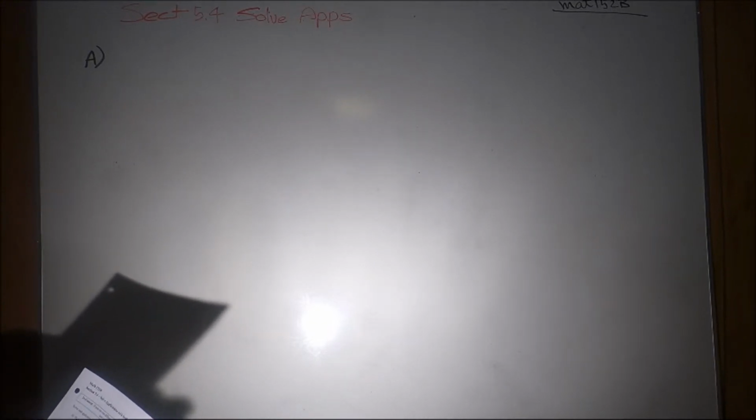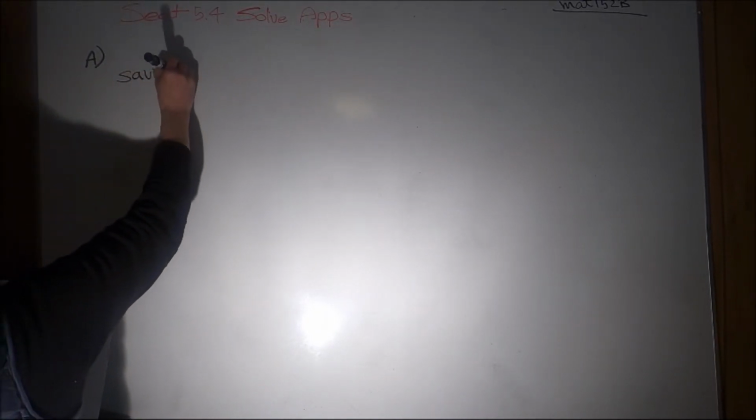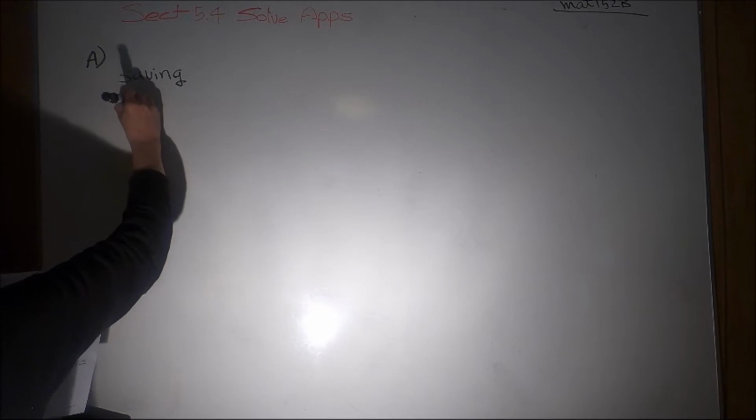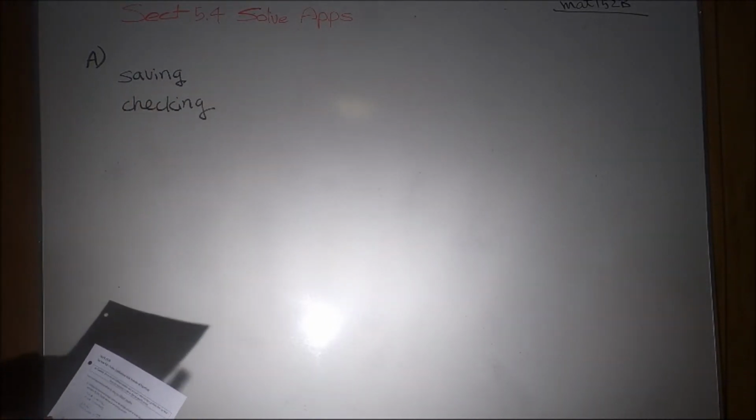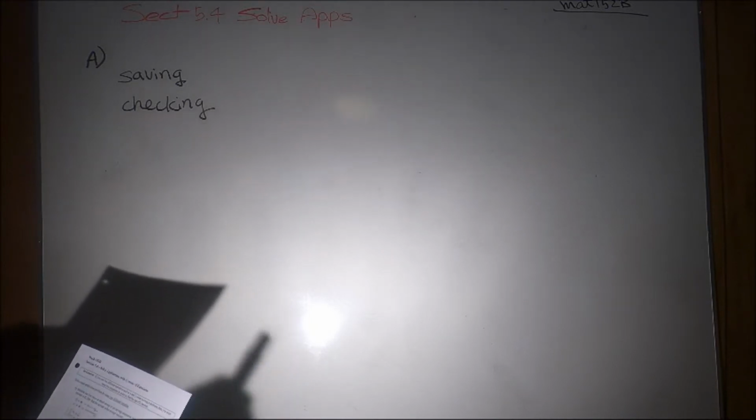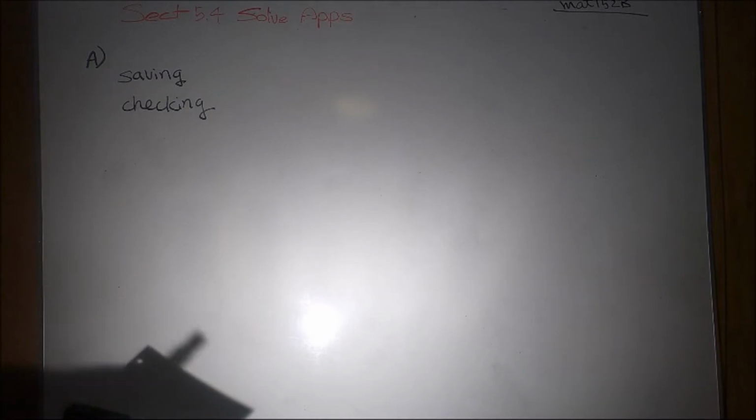Michelle has 4 times as much money in her saving account as in her checking account. So she has 2 accounts. One is saving, and one is checking. Then she has 4 times as much money in her saving as in her checking. That's what it says.